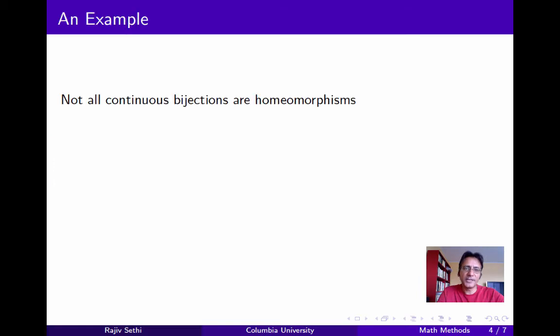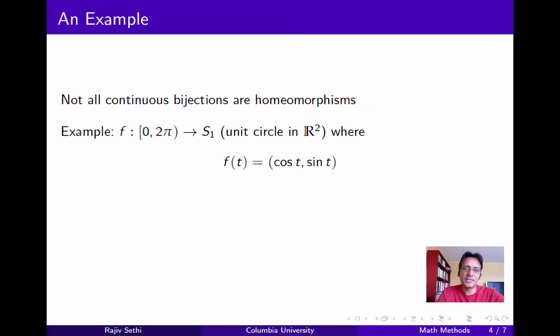Now before we get to the main result, let's look at an example to see that not all continuous bijections are in fact homeomorphisms. So consider the function f with domain being the half-open interval [0, 2π) in the real numbers, and the codomain being the unit circle in two-dimensional Euclidean space, where for any point t in the domain, the image of the point is given by the coordinates (cos t, sin t).